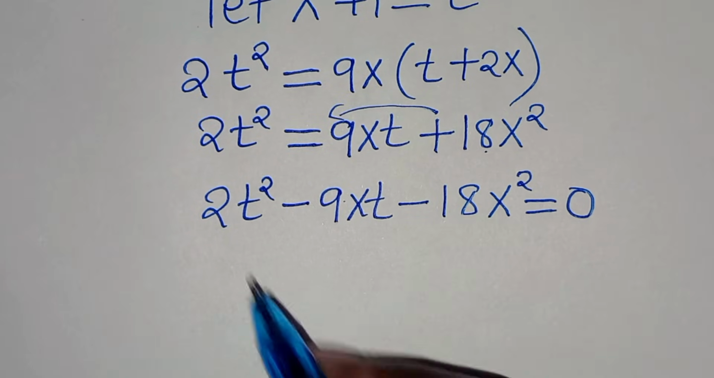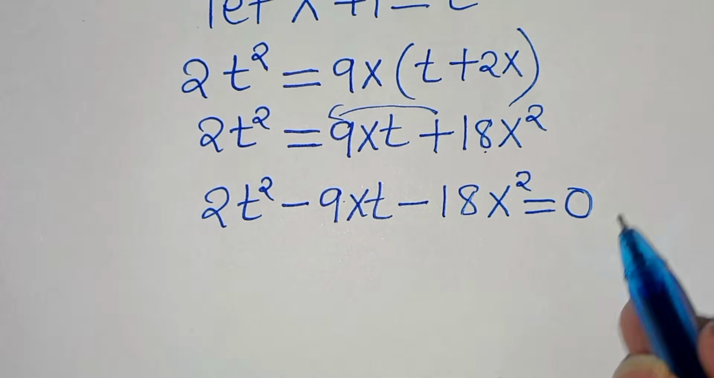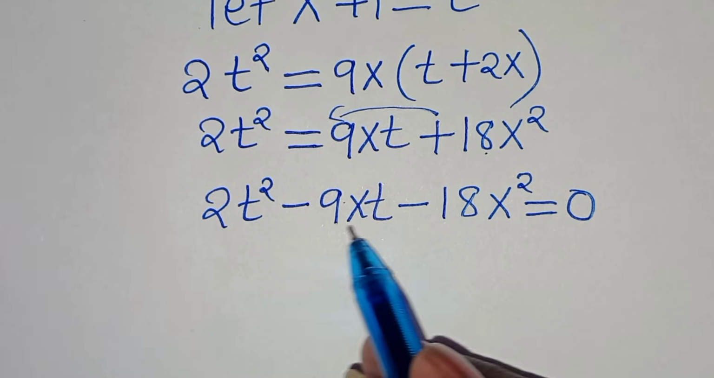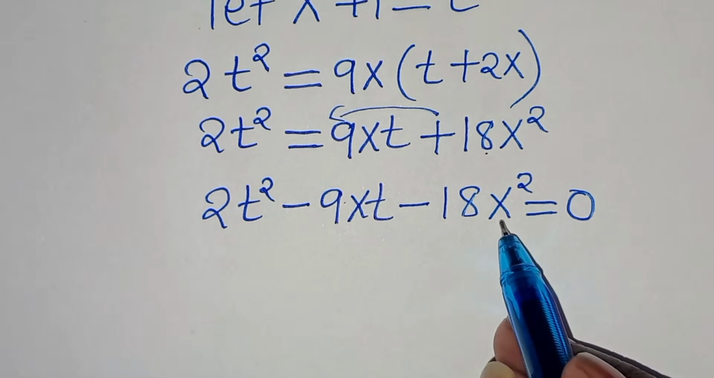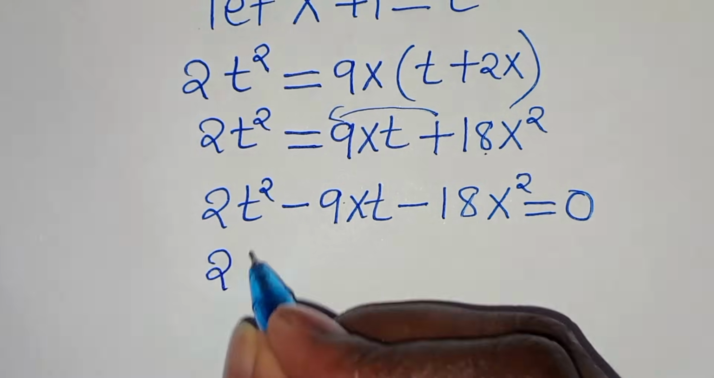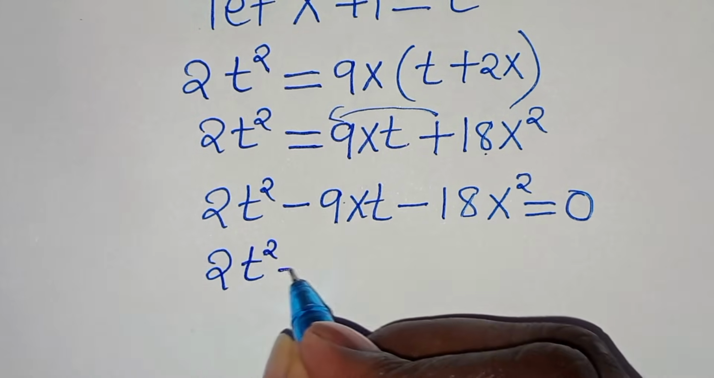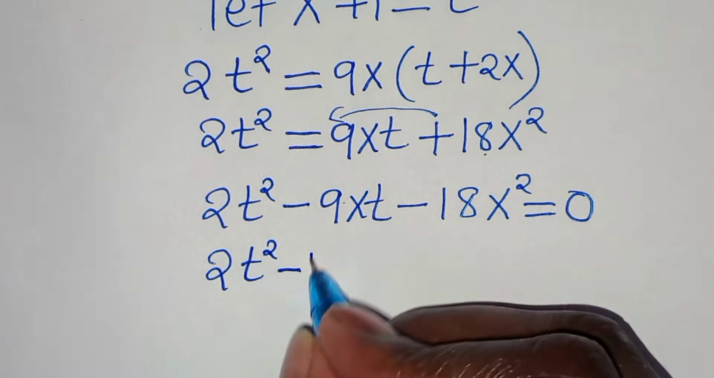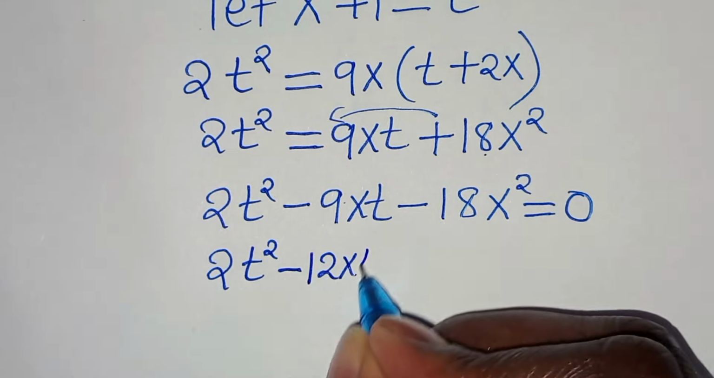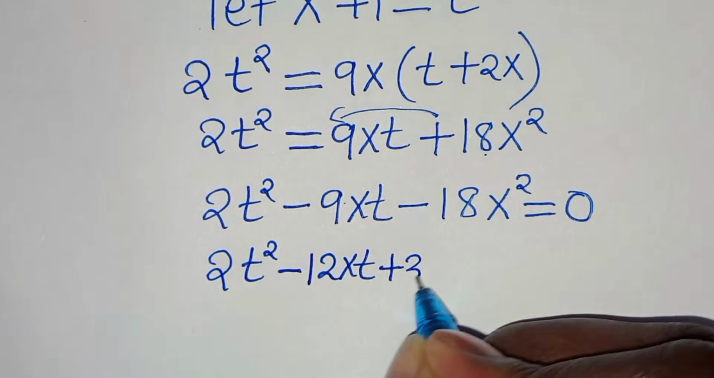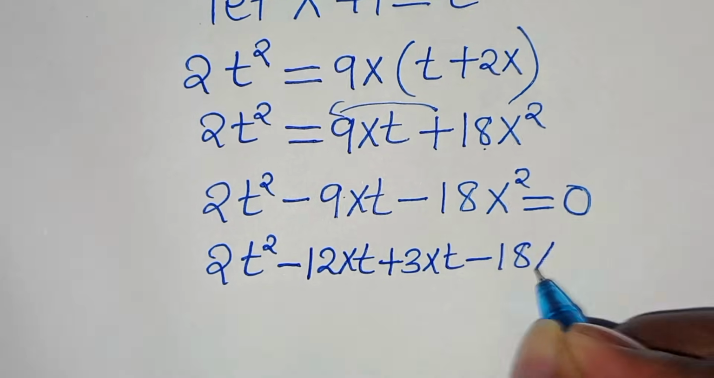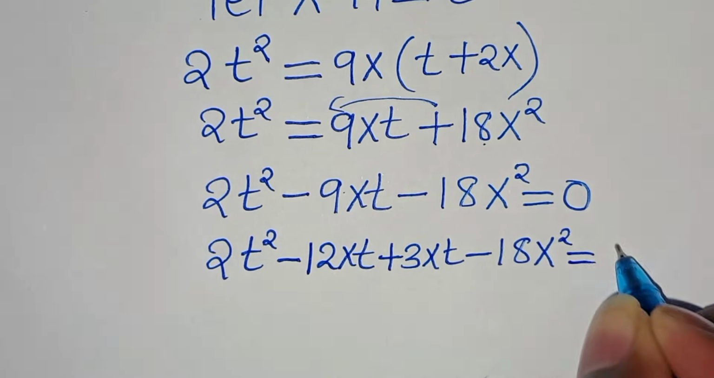Now, this is a quadratic equation in terms of t, such that we can solve this quadratic equation by the factorization method. That means we have 2t to the power of 2 minus 9xt, which we can express as minus 12xt plus 3xt, then minus 18x to the power of 2, equal to 0.